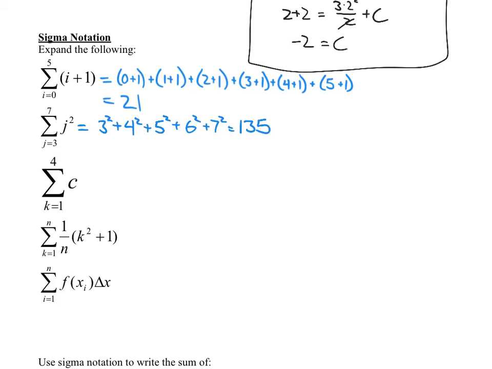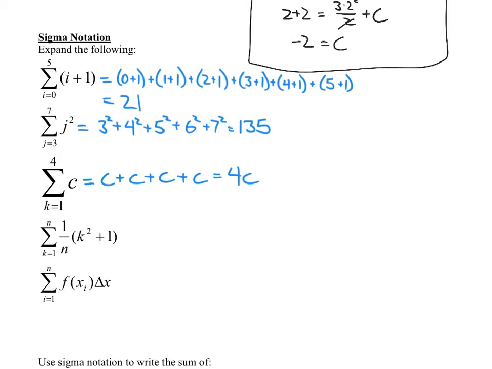Okay? So this one, notice here, be careful, k equals 1 to 4 is the sum we're finding of c. What's c? A constant. A constant. So when k equals 1, it equals c. c plus c when k equals 2. And when k equals 3, c. And when k equals 4, c. So it's 4c. Okay? So it's 4c.